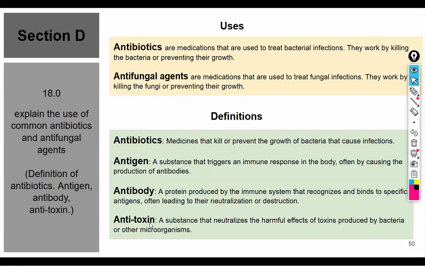So things like antibiotics, antigen, antibody, and antitoxin. All of those things are different things. So let's just quickly read and describe the difference between all of these things, because you're going to hear all of these words repeating for the rest of class. I think the easiest one to relate to is the antibiotics. How many people here have gotten sick and your doctor recommended antibiotics?